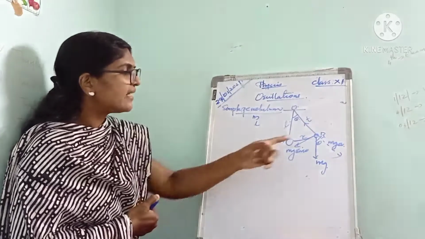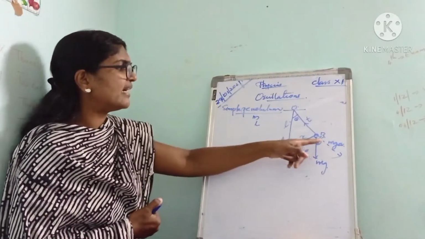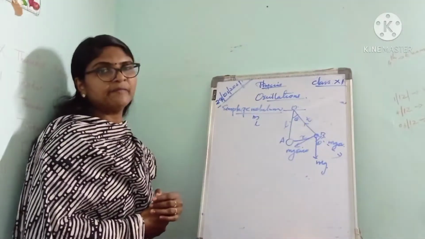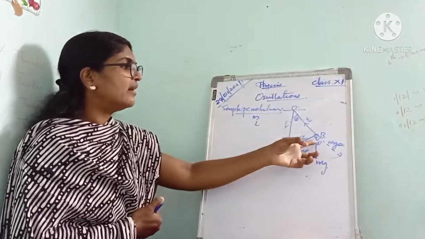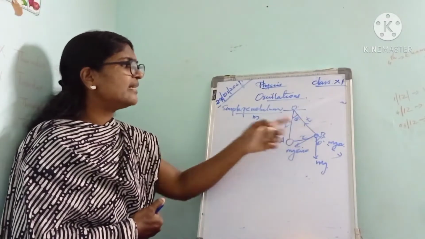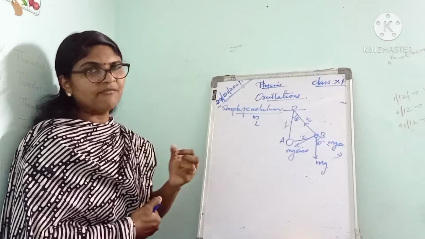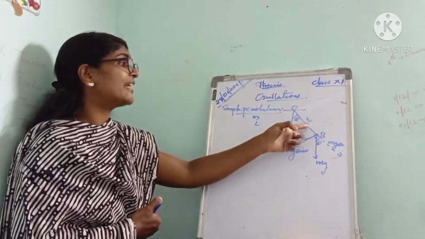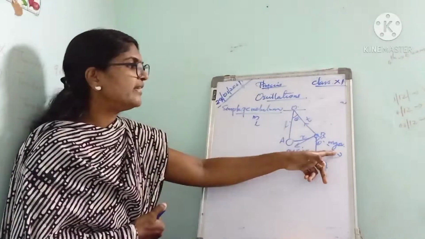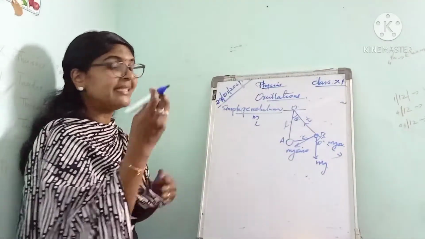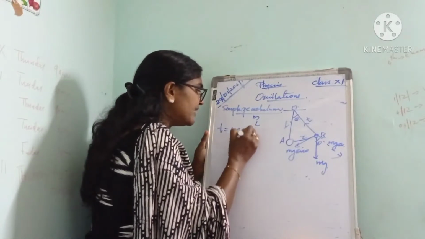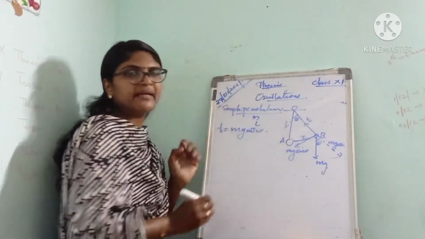And here the component mg cos theta balances the tension T produced in the string. Due to the weight of the bob, the string gets stretched, so a force, that is tension, is produced in the string, T. So the component mg cos theta balances the tension T produced in the string. T can be written as mg cos theta. T can be written as what?